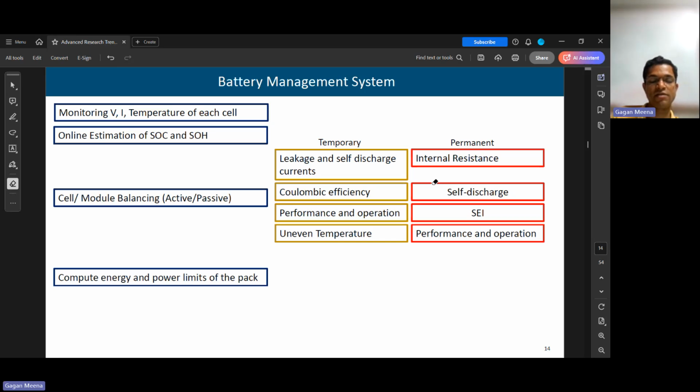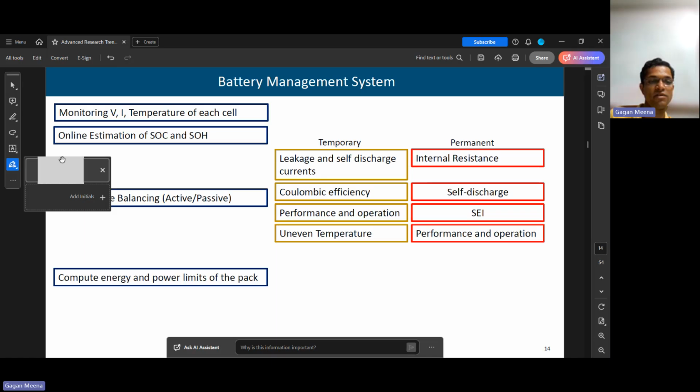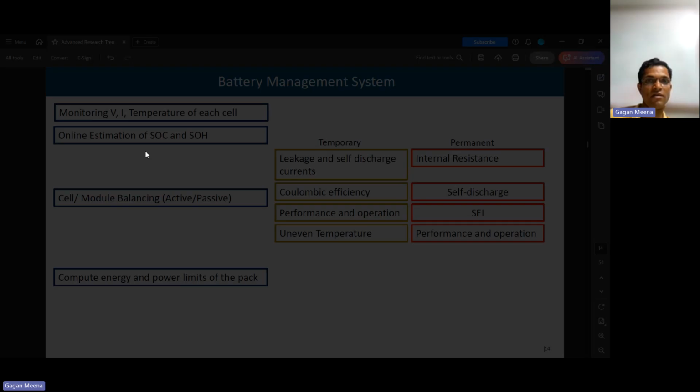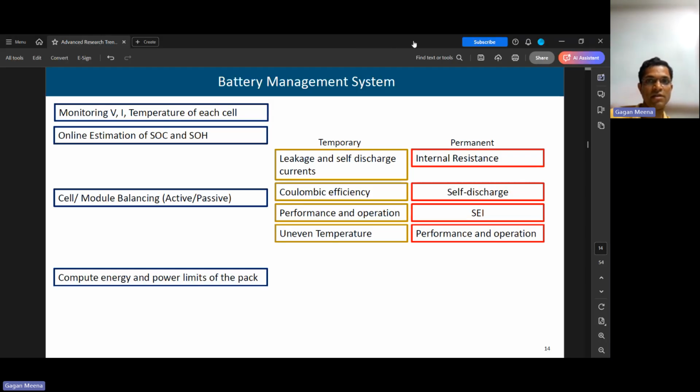So the different functions of a battery management system are monitoring of voltage, current, temperature, and the ambient temperature of each cell. Second is the online estimation of SOC and SOH, state of charge and state of health of the battery. Then we have cell balancing, cell and module balancing, and this balancing can be active or passive.